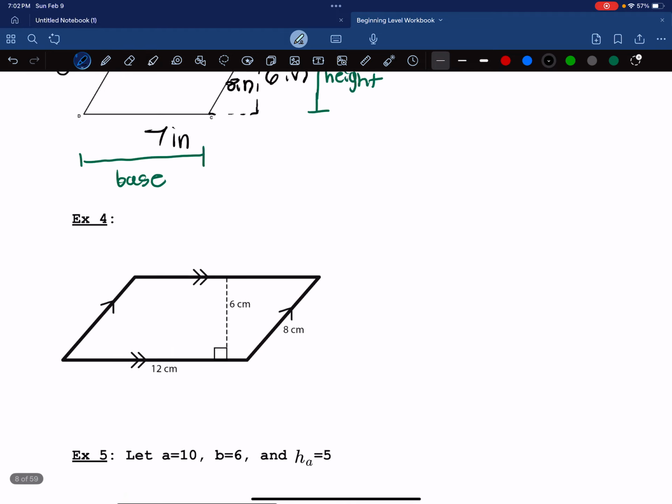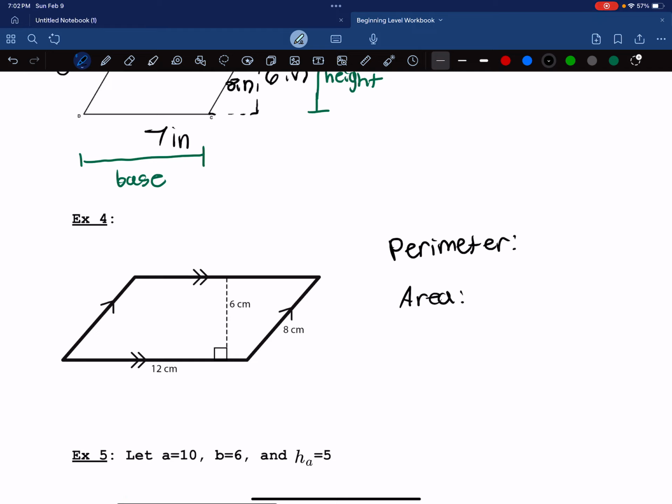Looking at example 4, I encourage you to actually pause the video and give this problem a try on your own before we go through it together. And assuming you have given this a try, let's work through it together.